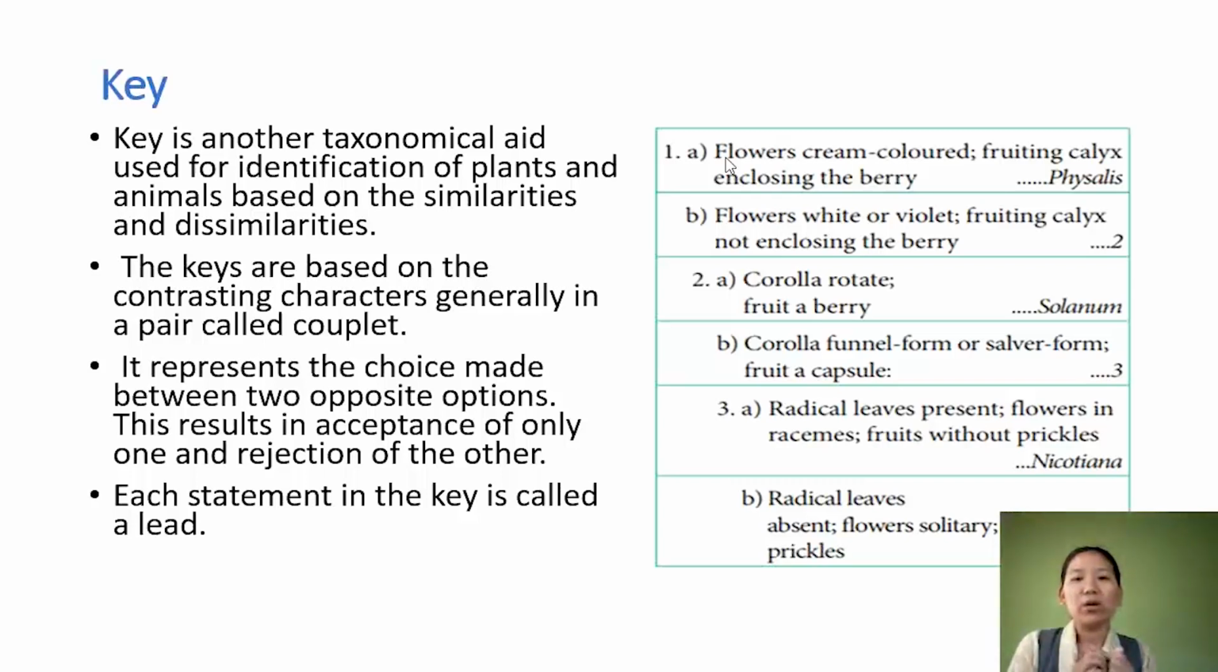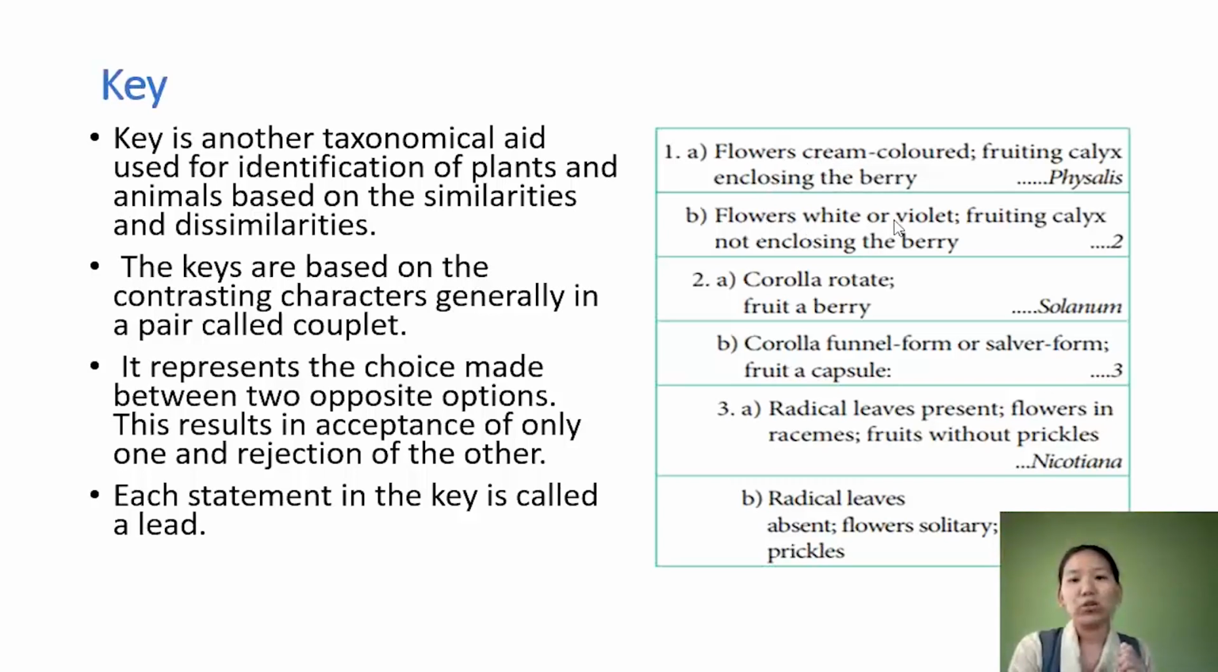And then if the flower is cream colored, with the fruiting calyx enclosing the berry, then your plant is Physalis. And if your plant is not matching with this lead, then you can choose the next one.